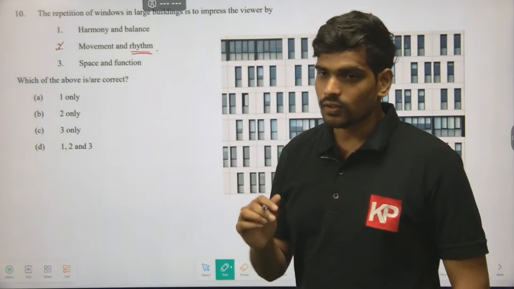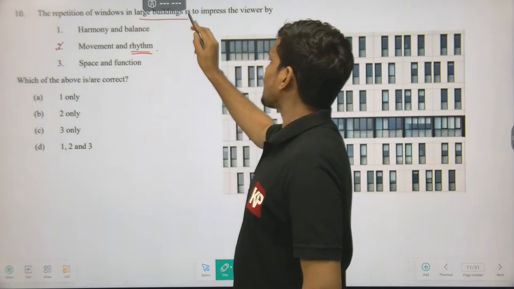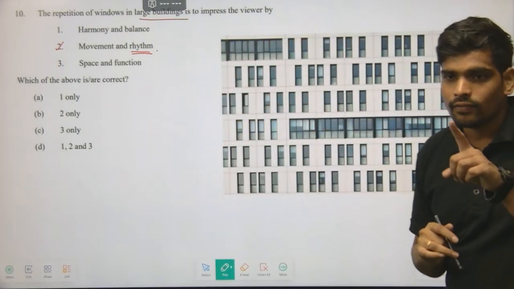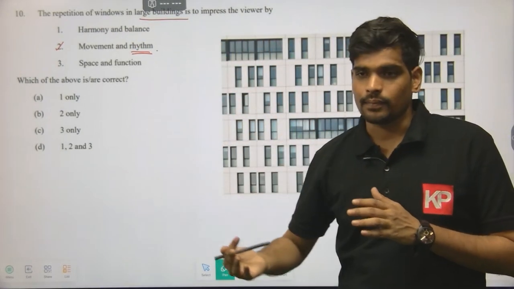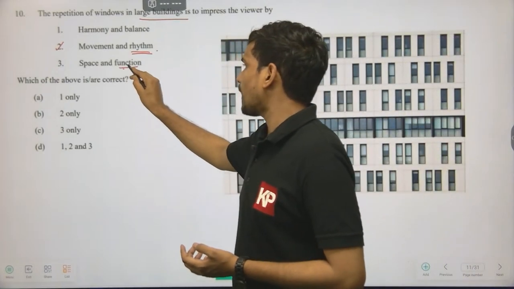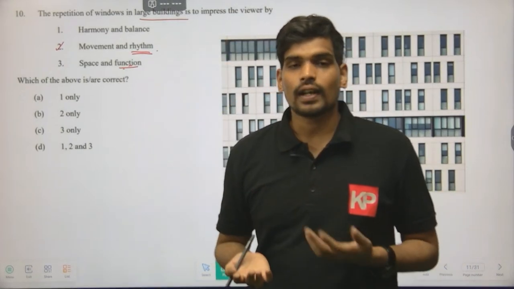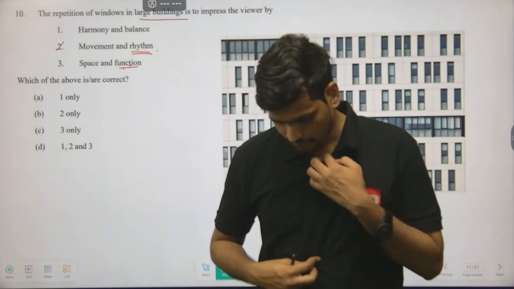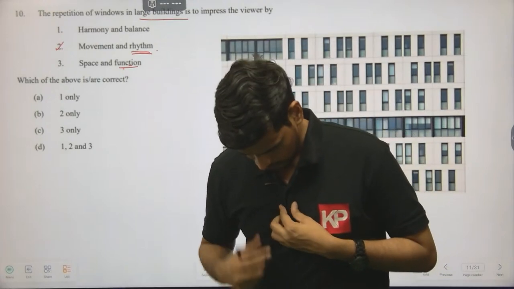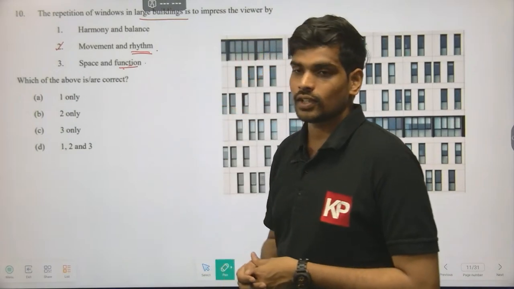Let us just try, take out some time and look into the remaining if they are correct or not. Now, repetition of windows in large buildings. In large buildings, you don't have one single window. You repeat it multiple times. Now, what is the motive in that? It is obviously from functional aspect also. You cannot have a large building with a single window. That will not ensure sufficient amount of light for you in the design of it, right? So, functionality also is an option.